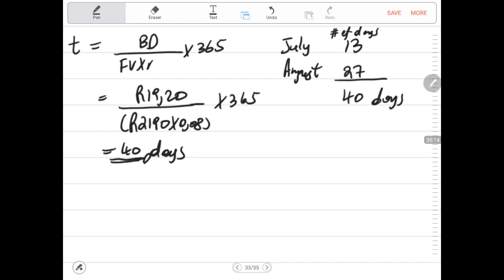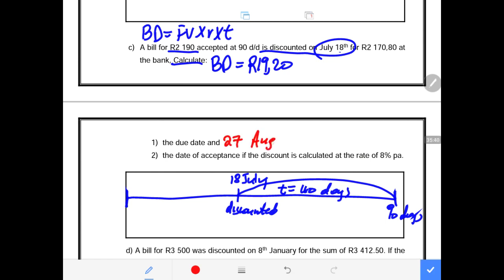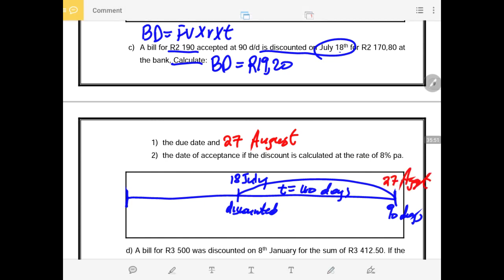So guys, we are very clear with that. We only need the 27 as the due date of the bill, meaning this bill was due on the 27th of August, or the due date of the bill is 27th of August. So now we have responded to the first part of the question. What is the due date of the bill? It is 27th of August, and it is 40 days after the bill was discounted.